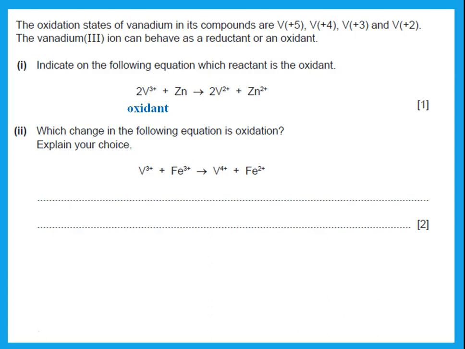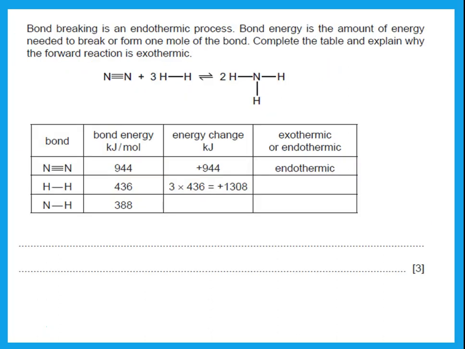Which change in the following equation is oxidation? Again, oxidation means increase in oxidation number. In this equation, the V3+ has gone to 4+. The Fe3+ has gone to 2+. So the oxidation is which one? V3+ to V4+, because that is loss of electrons or increase in oxidation number. Remember, either you say loss of electrons or increase in oxidation number.